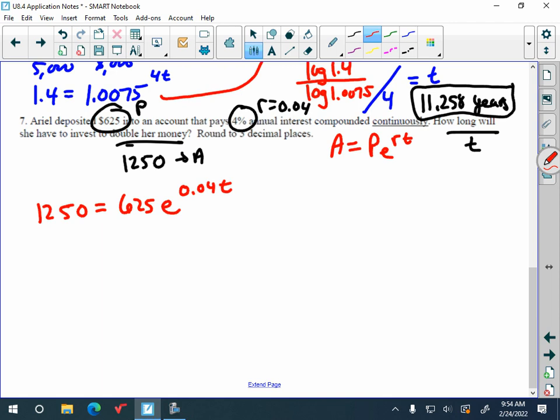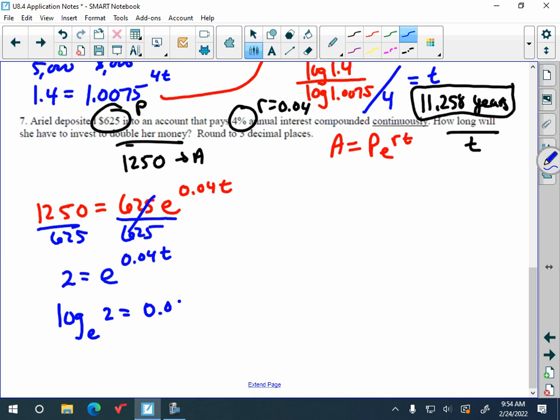Again, the steps are similar to this one right here because our exponent is the variable. So first step, divide, change it to a log. Divide by 625. So that's 2. Change it to a log. So log, our base is e. 2 equals 0.04t.